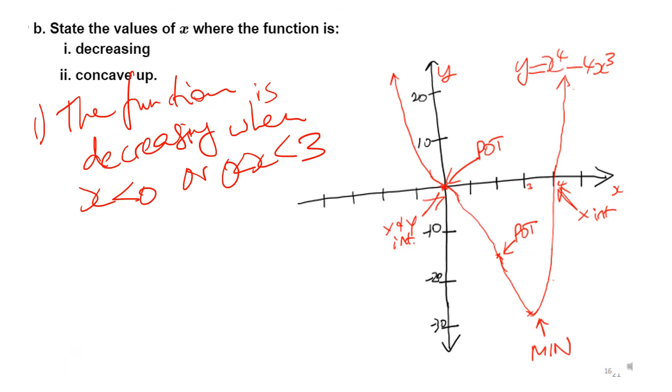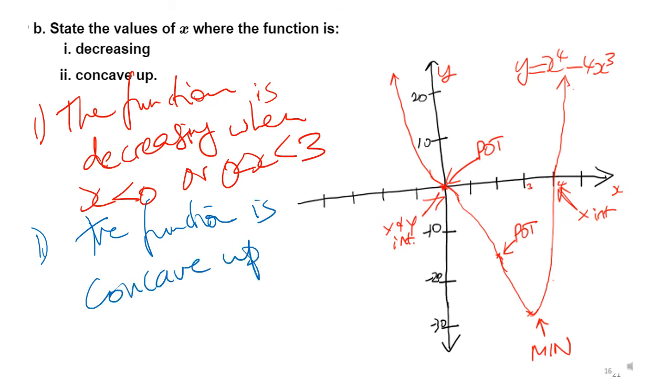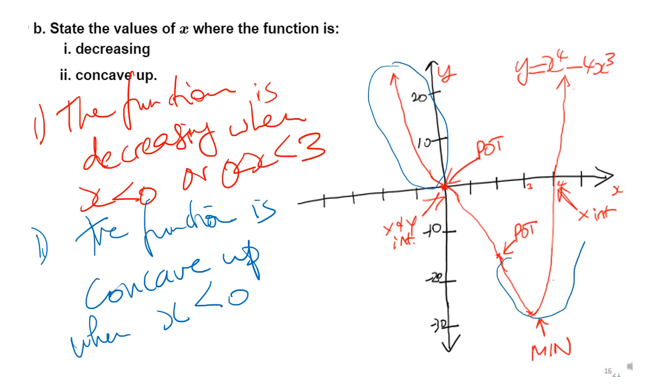So what you should write for part 2 would be: the function is concave up when x is less than 0, which is this bit, and also from the point of inflection and onwards, or when x is greater than 2. Alright, that's how you do it.